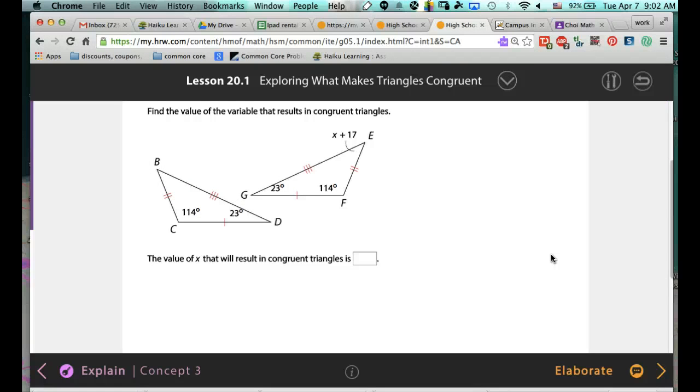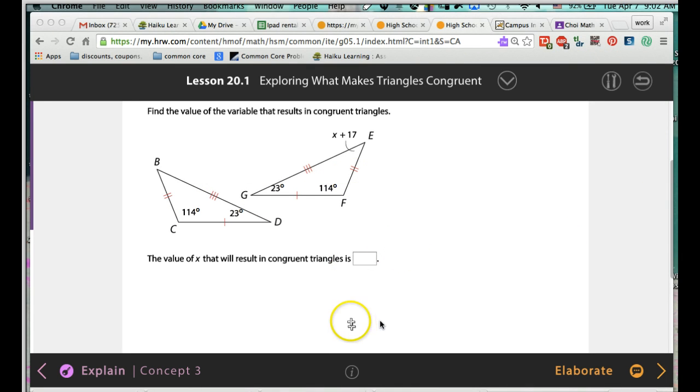So let's read the question. It says find the value of the variable that results in congruent triangles. Okay? So then we already know that these two triangles are the same. Well, how do we know that they are the same, guys? Because what?